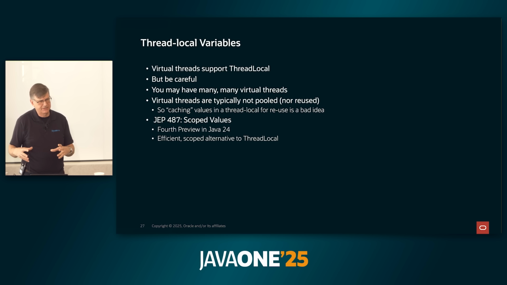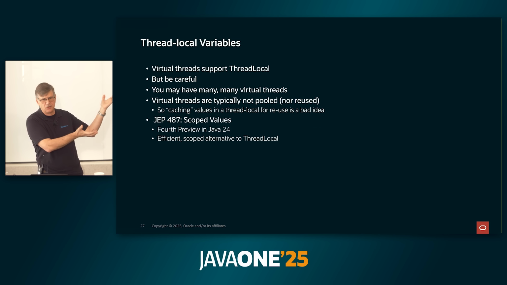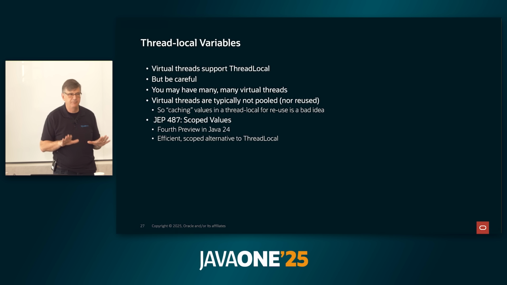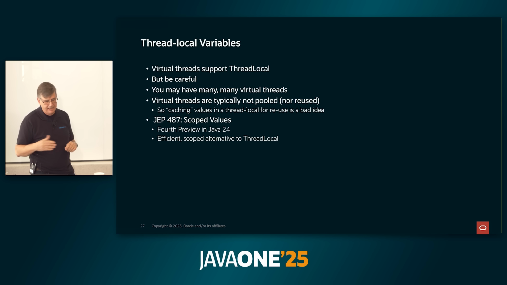But to do some expensive computation and cache the result as a big blob of data on a thread doesn't work as well with virtual threads, because usually after that task is complete, the thread's thrown away. So you're just getting the expense with no reuse. So you can use thread locals, you just need to be careful how you are using them. And coming up, JEP 487 scoped values, I think they're hoping this will be final in Java 25. This will be the correct way to do thread locals. It's in preview now, scoped values.